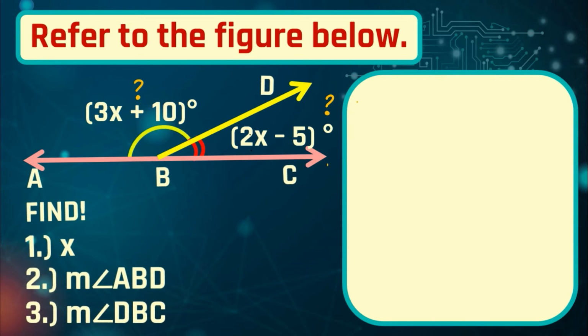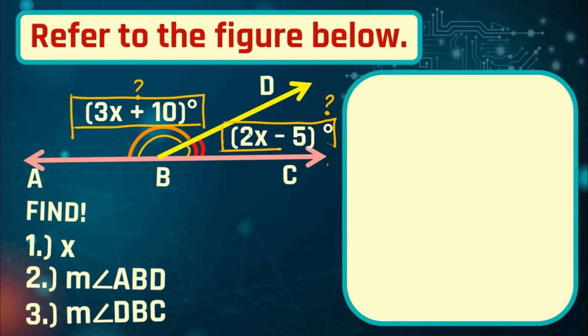Okay, so first, we have to take a look at our figure very carefully. We can say that angle ABD and angle DBC form a linear pair. And if they form a linear pair, meaning they are supplementary, ibig sabihin, kapag plinas natin yung measure ng angle na to and this one, no more, no less than 180 degrees.